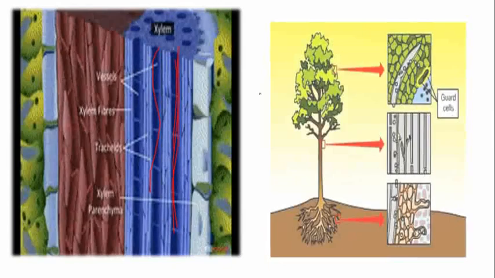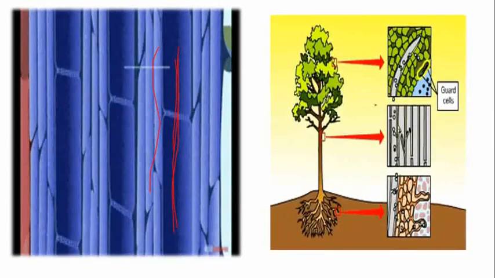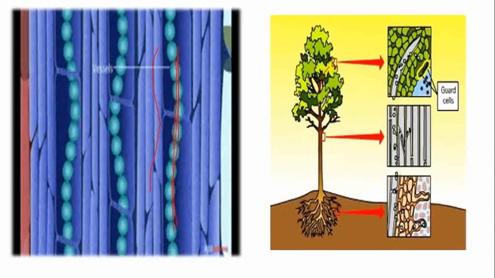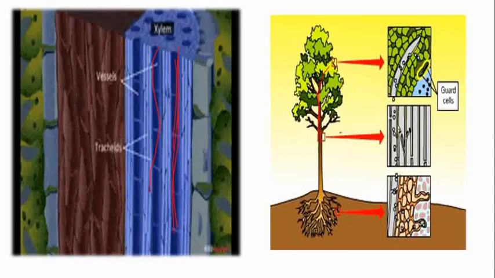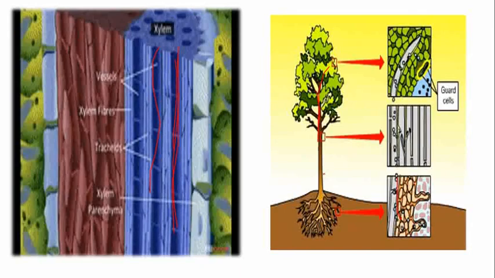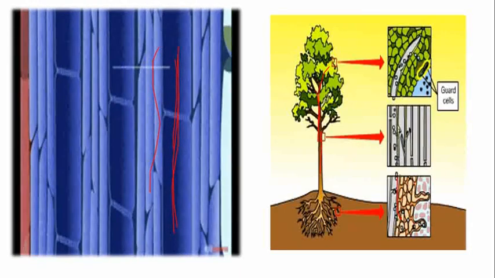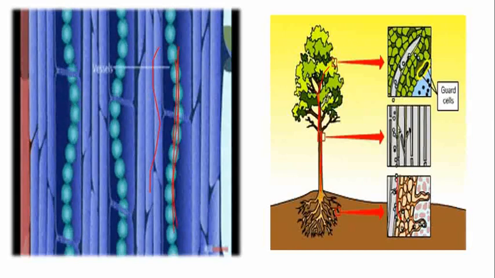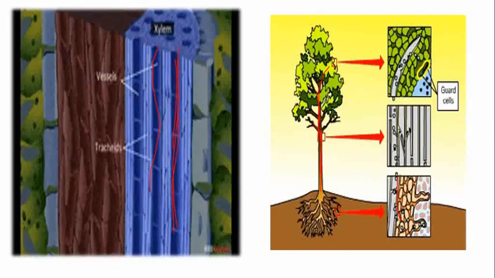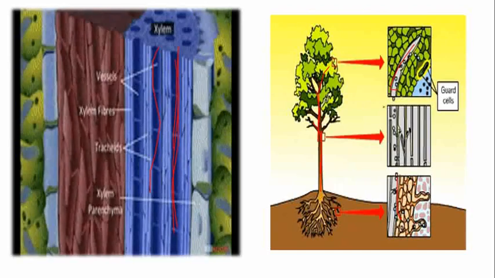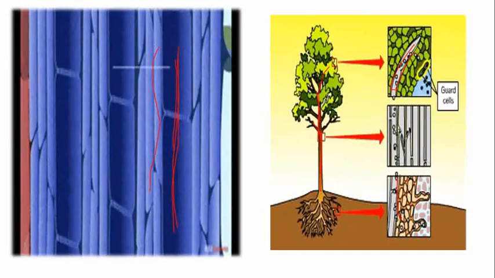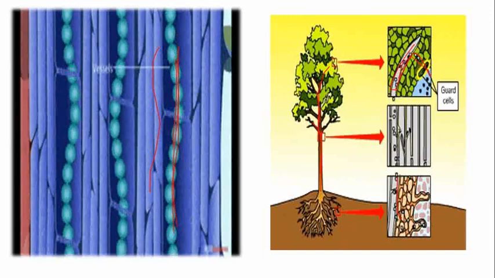Next is phloem. How does food reach every part of cells? It reaches through the companion cells and sieve tubes that are interconnected, and it is a bidirectional tissue. You can observe here the transpiration process. The water molecules are let out.